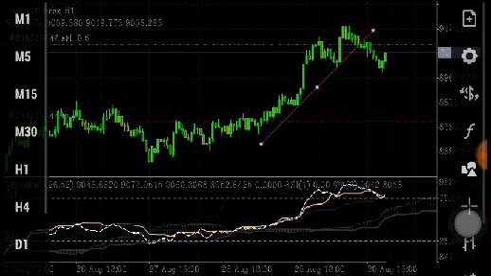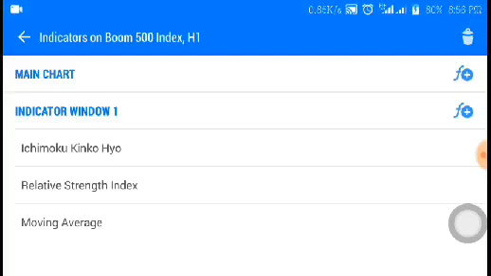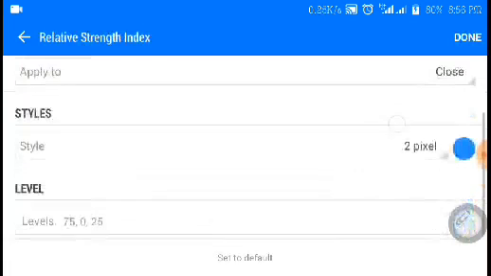So everything in indicator window 1 is the RSI window, with RSI period 1. I'm using the RSI levels of 75 for overbought, and 25 for oversold.